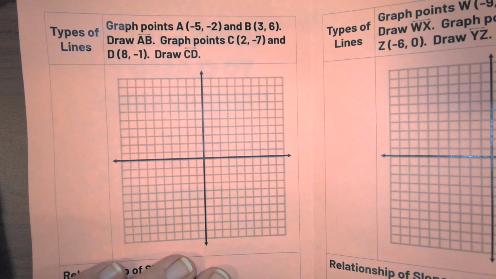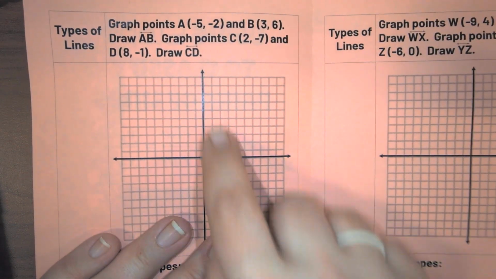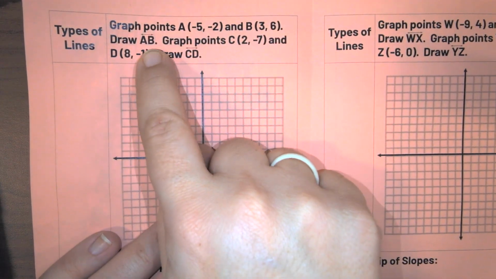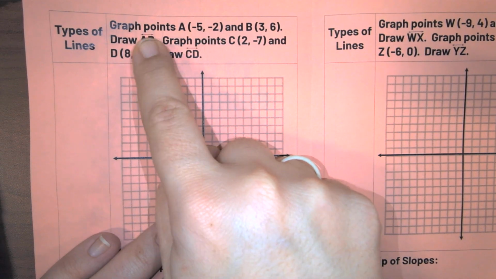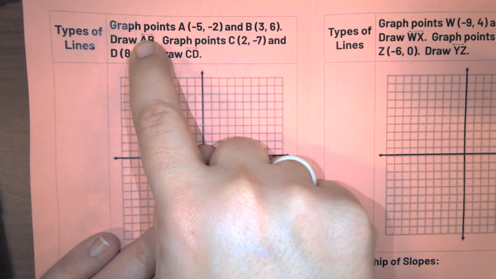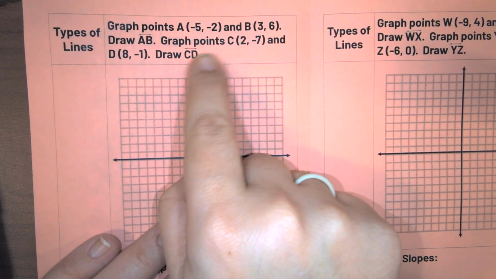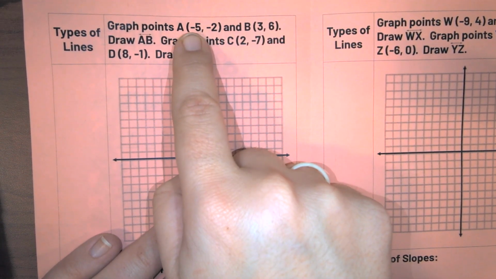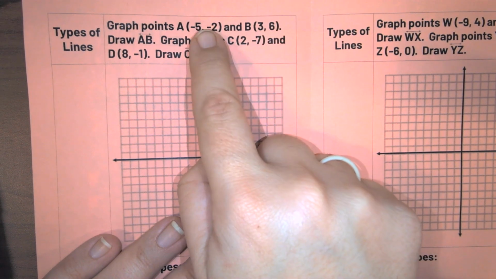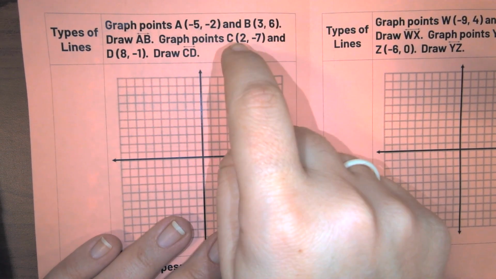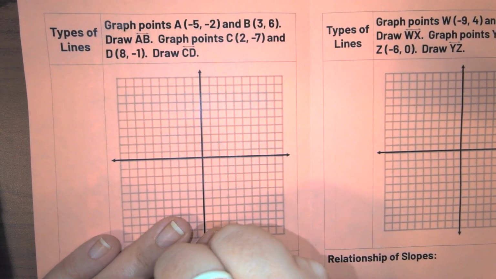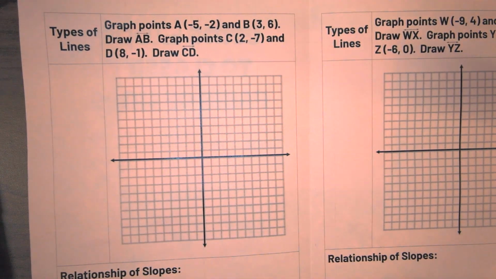If you look at this first example, it says graph points A and B, then draw AB. There is a line symbol over this. It's very faint though, just so you know it is a line symbol. Graph points C and D, and then draw CD. So I have two lines that I'm going to be graphing. First we're going to graph these points and label them and connect them. Then we'll graph these points, label them, and connect them. Let me do that now.